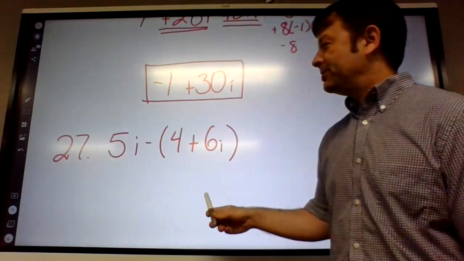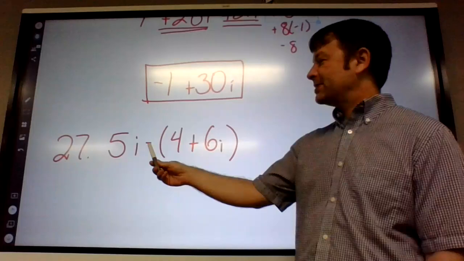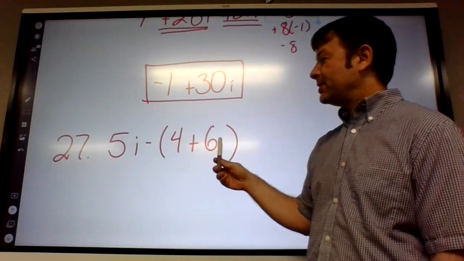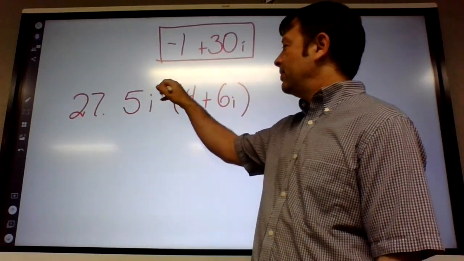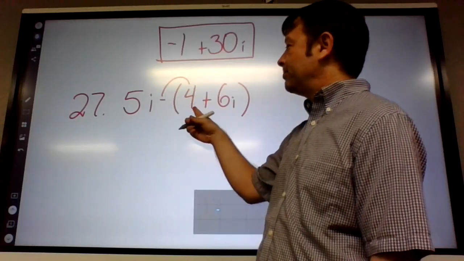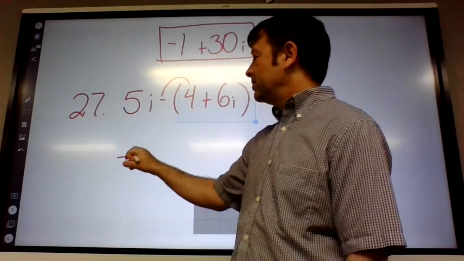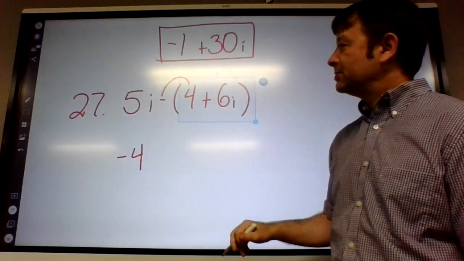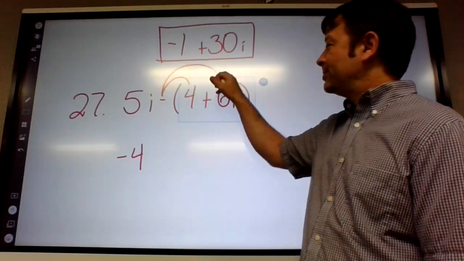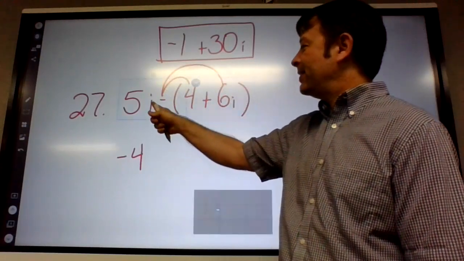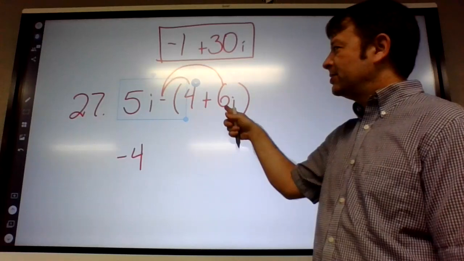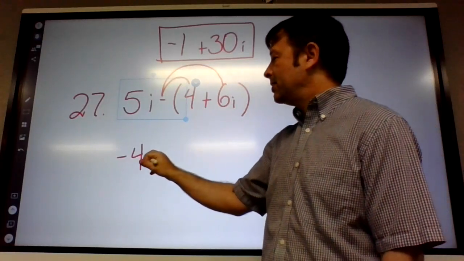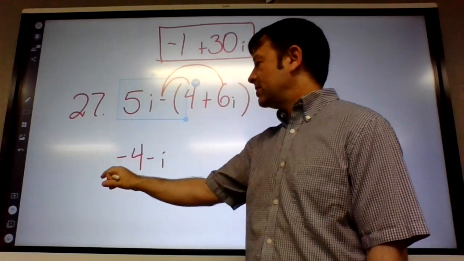So what does it mean when there's a minus in front of the parentheses? Subtract. Subtract both of these. Okay. The real number is going to come first. So minus 4 should be in front. And then the imaginary number should come next. So we have 5i minus 6i, which is negative 1i, just minus i.